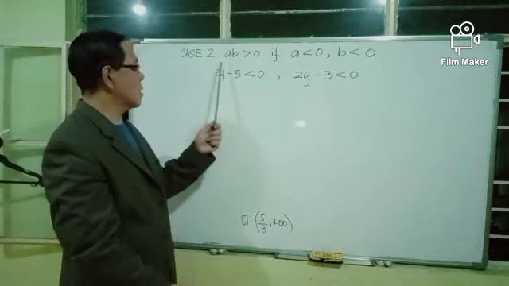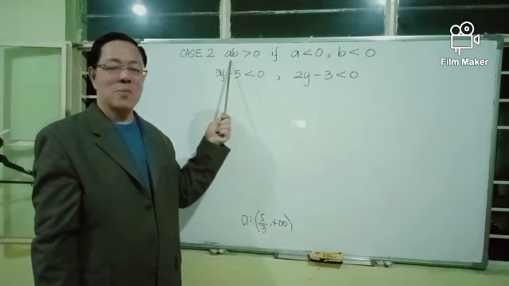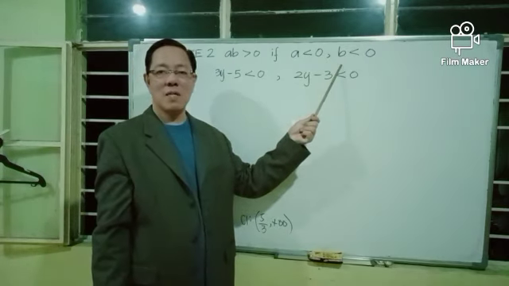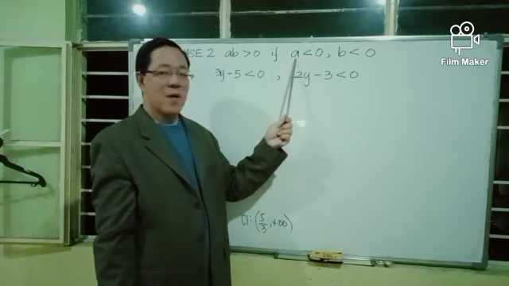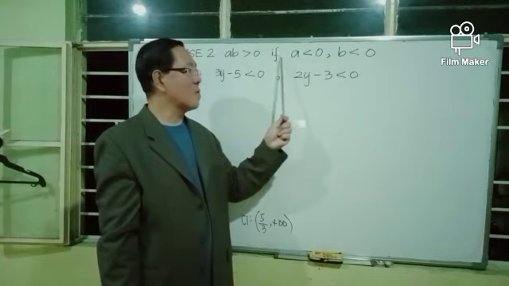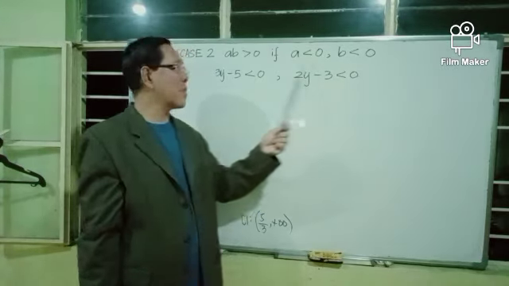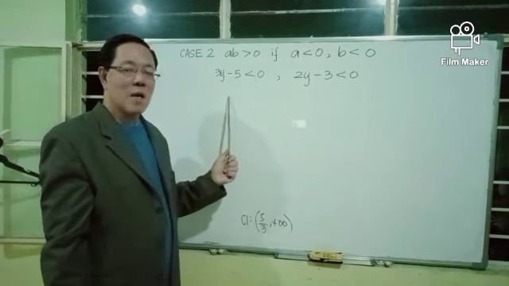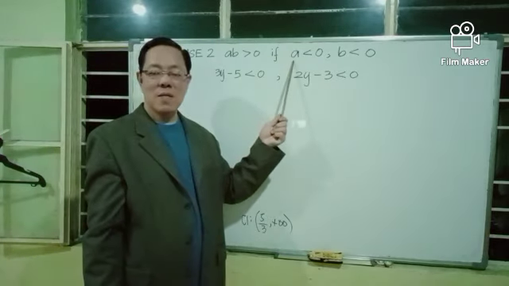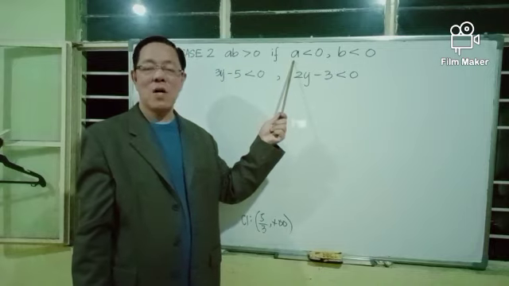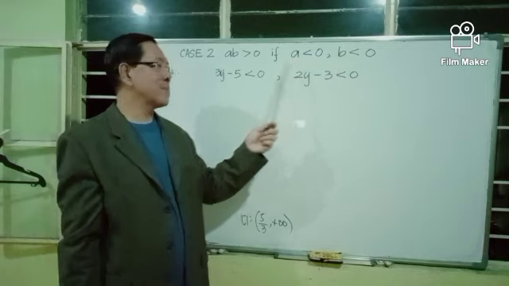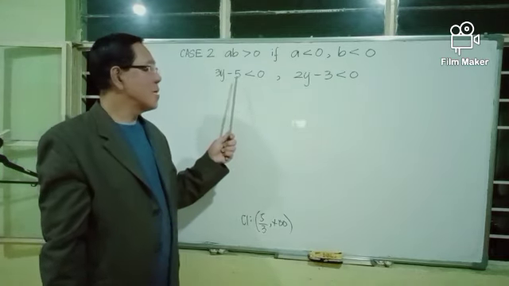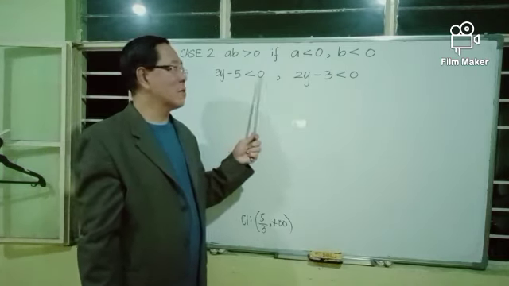For case 2, the product of two real numbers will be positive if both real numbers a and b are negative. If a is negative and b is negative and you multiply negative by negative, the product is positive or greater than 0. In our example, the number a is the first factor of the quadratic expression given, which is 3y minus 5, and we take the first factor negative, that is less than 0.